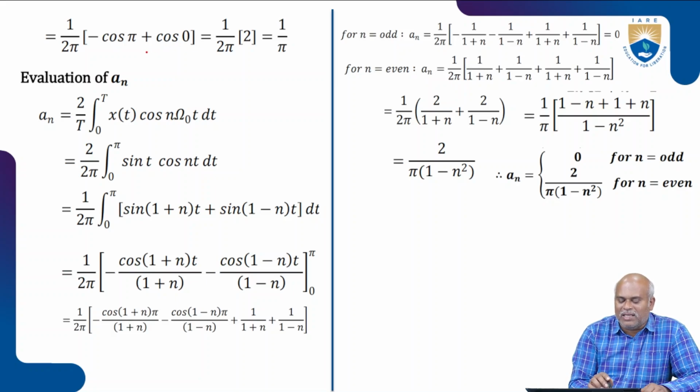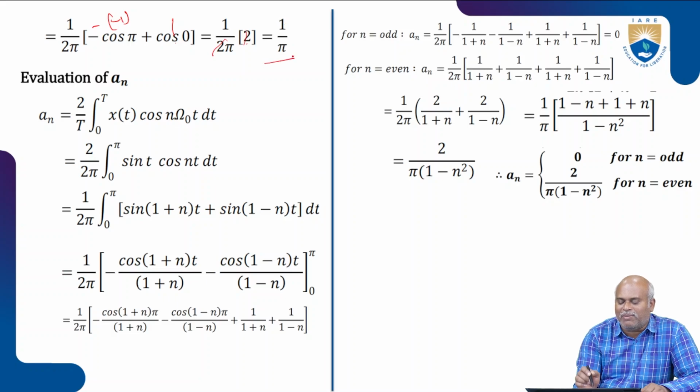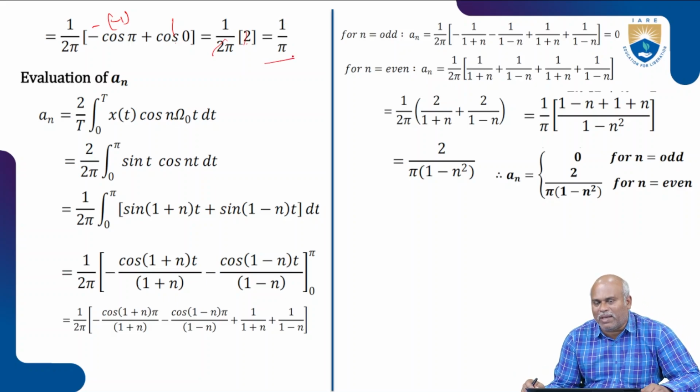Then this value, minus cos pi, is represented as minus 1, and cos 0 is equal to 1. So minus 1 times minus gives plus, here represented as 1. So in total it is represented as 2. Then these two get cancelled. Then finally we get a0 is equal to 1 by pi.